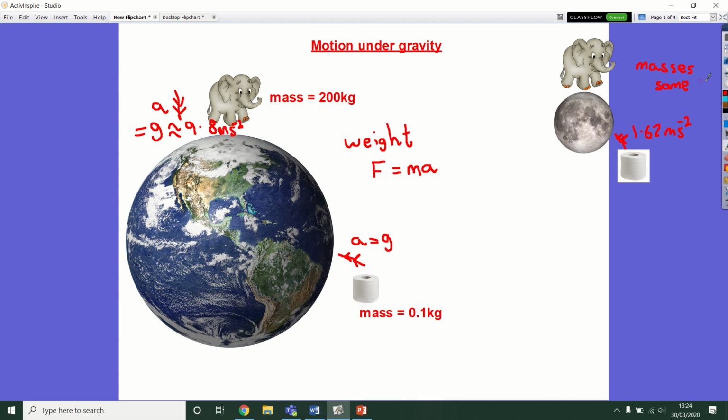For the elephant, should we do that one? So the weight of the elephant is 200 times g, and g being 9.8, we get about 1960. And then the force is going to be in newtons. Okay, so make sure you can distinguish between the mass and weight, which incorporates the acceleration of it as well.